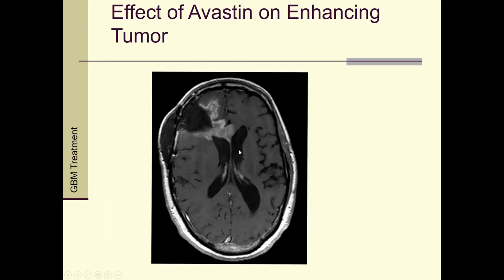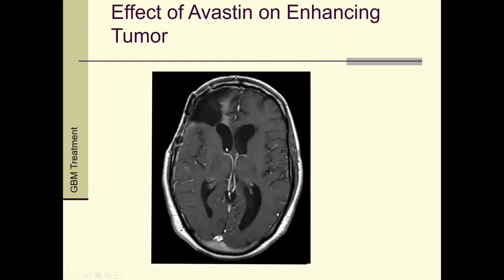Enhancement itself can be modified by Avastin. You can see this resection cavity here with extensive enhancement of the bright areas. If you give Avastin, most of the enhancement can be decreased, but you can still have this small area of enhancement. So we have to pay attention to all these entire areas. Some of the lack of enhancement is the Avastin effect, which decreases the enhancement, but there may still be lesional areas.